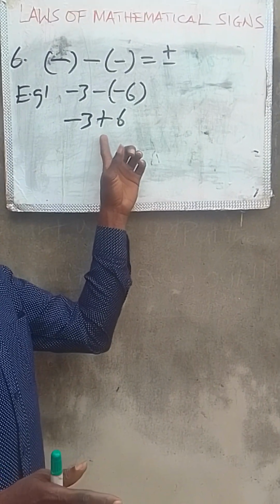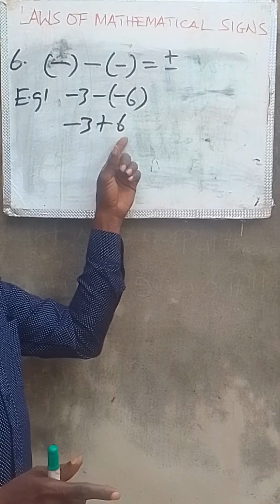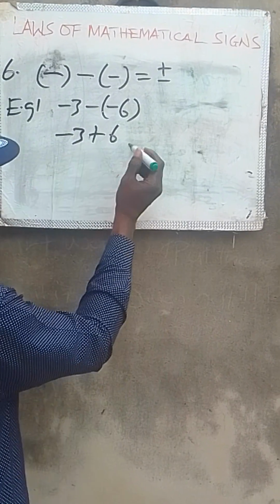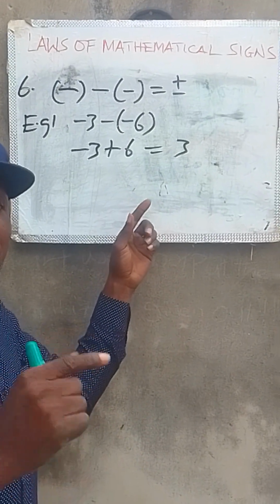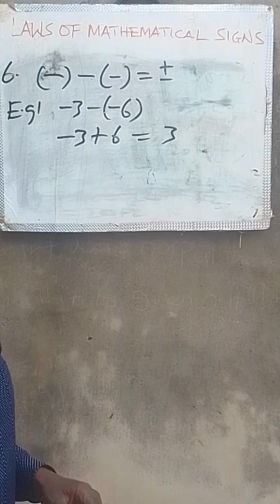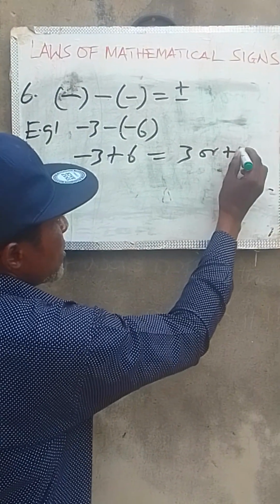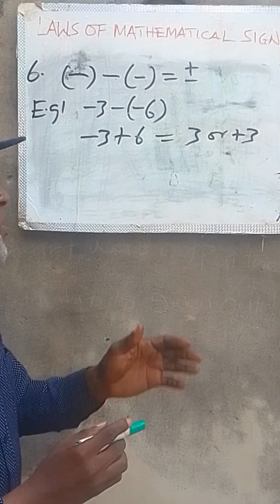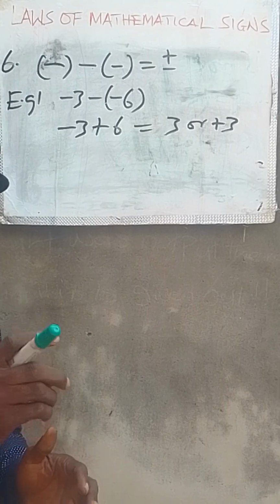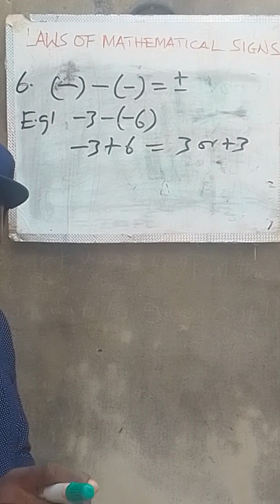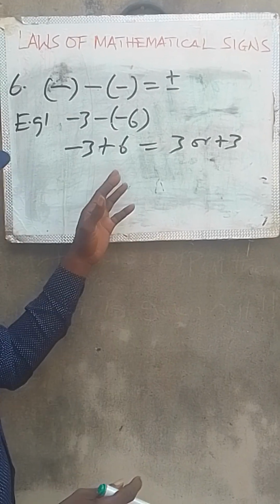When you have such a case, subtract the smaller number. The smaller number here is 3. Subtract it from 6, and the result will be 3. But the result will carry the sign of the bigger number, and the bigger number here is carrying a positive sign. So this will give you a positive sign. You can also write it this way, plus 3. It's accepted. So when two numbers of different signs come together, subtract the smaller number from the bigger number, but let the result of the operation carry the sign of the bigger number. That we have seen in this case.